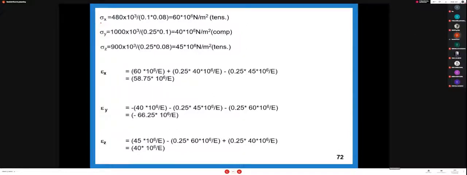So the stress in x direction is 480 by, here all these terms are written in meters, 0.1 meter by 0.08 meter. So we get the stress in tensile nature.